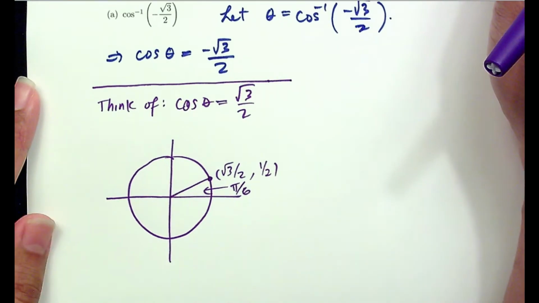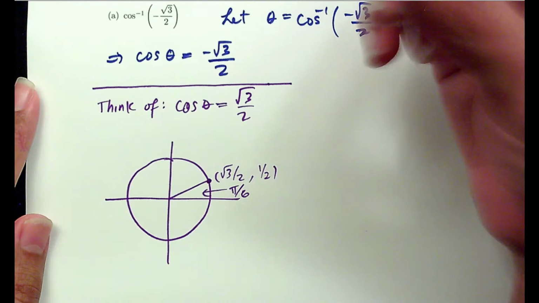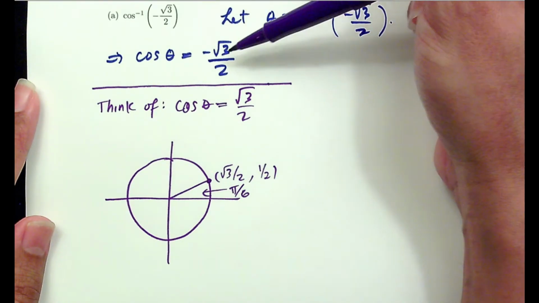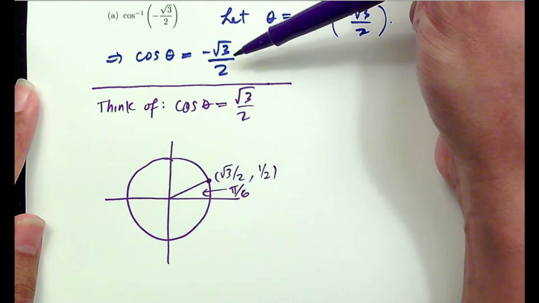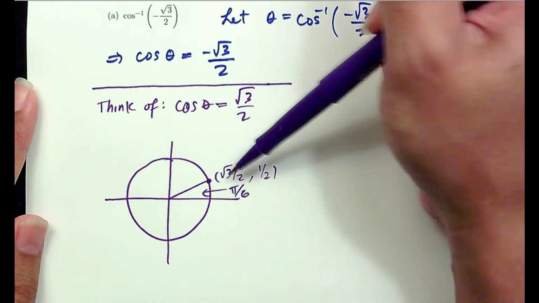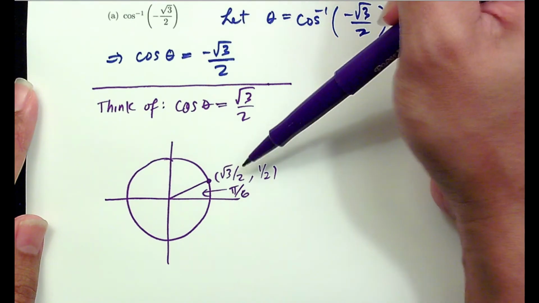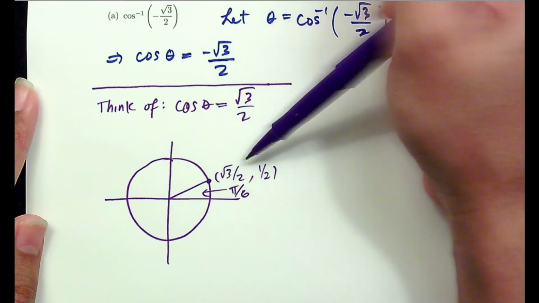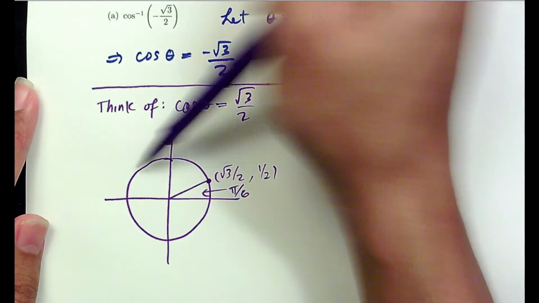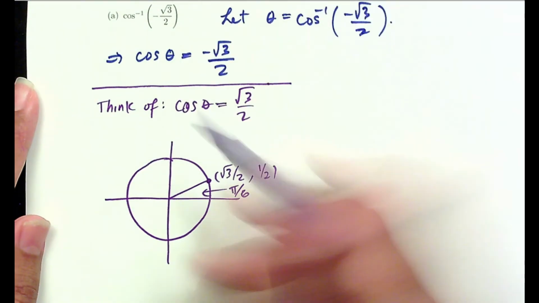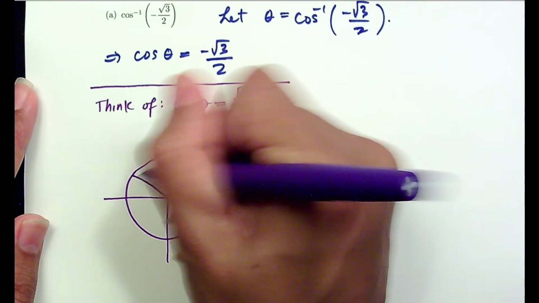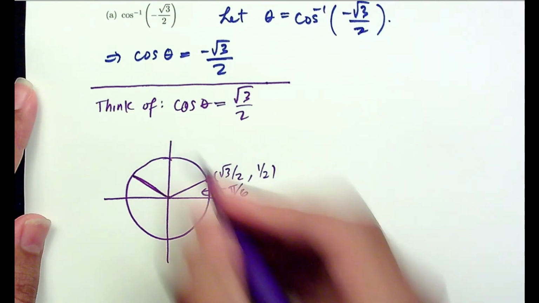Now, what we're looking for is an angle whose cosine is not positive square root of 3 over 2, but negative square root of 3 over 2. That means we want the x coordinate, the first coordinate, to be negative. An angle whose first coordinate, cosine, is negative would be on the opposite side of the y-axis. So an angle that satisfies that property would be right here, a reflection right on the other side.